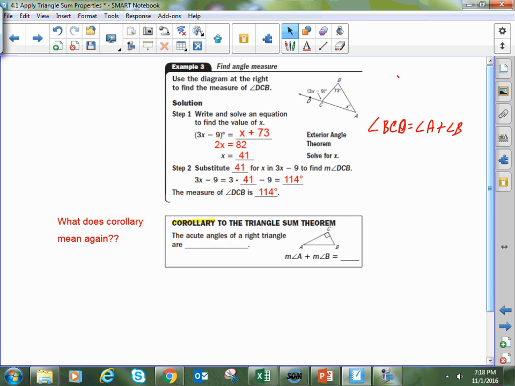So here, a corollary. Now remember, a corollary is just a statement that's easily proven using a theorem that it's talking about. Here, the triangle sum theorem says that the measurements of the three interior angles have to have a sum of 180 degrees. Well, in a right triangle, one angle is 90 degrees, so the other two angles must also add up to be 90 degrees. And what they're saying is that if the two acute angles of a right triangle add up to 90, we call those complementary, obviously. So that's what the corollary is saying.